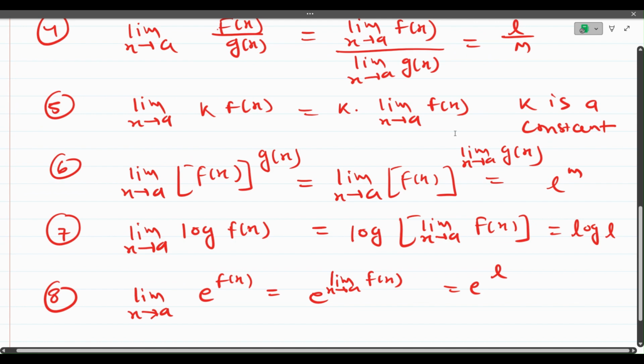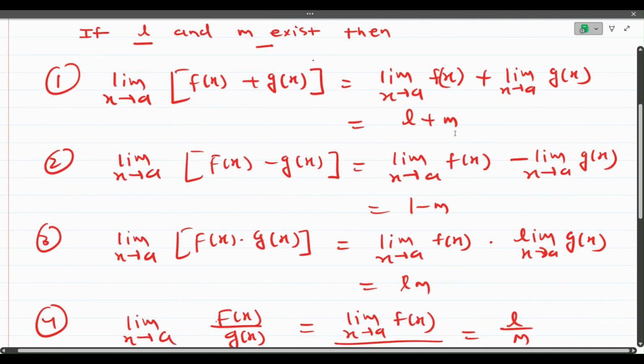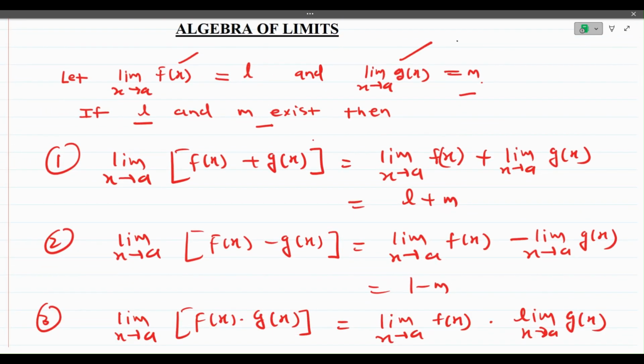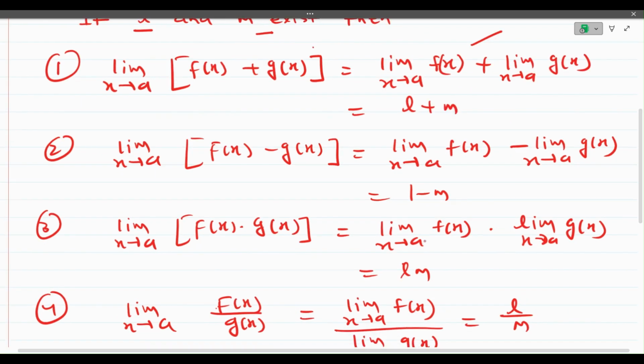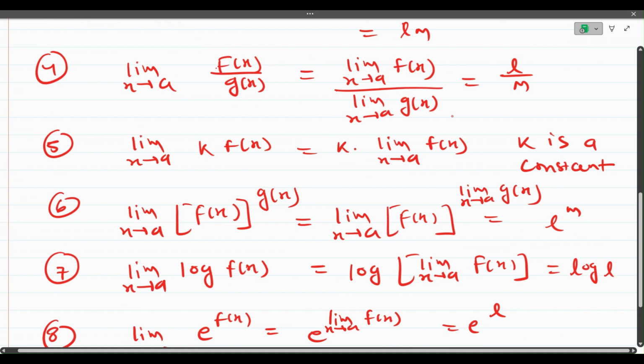So these are the rules of algebra of limits. We can again revise. If the limit is in the form of a sum of two functions, then we can first individually find the limit of both the functions and add. Similarly, in a difference, we can individually find the limit of both the functions and then subtract, and we can multiply and divide after finding their limits individually. Okay, so these are the rules of algebra of limits.